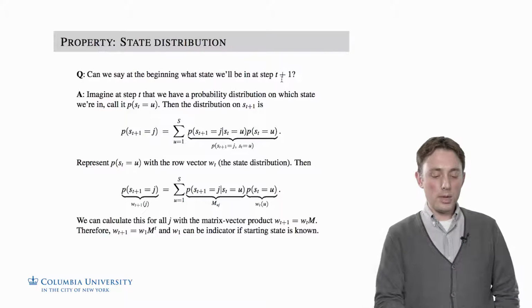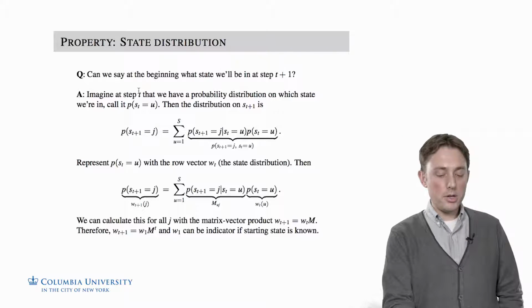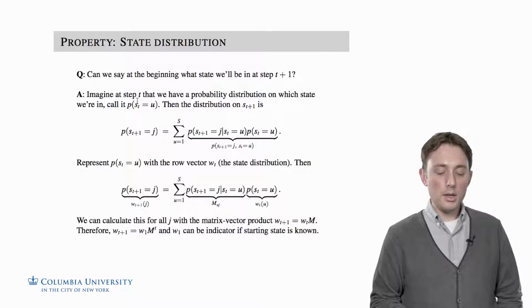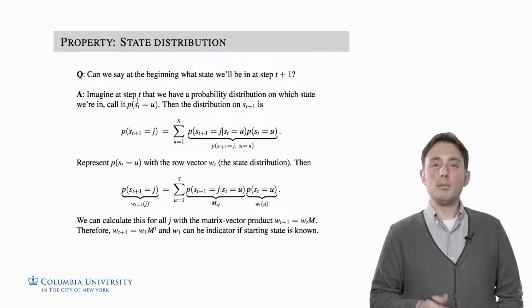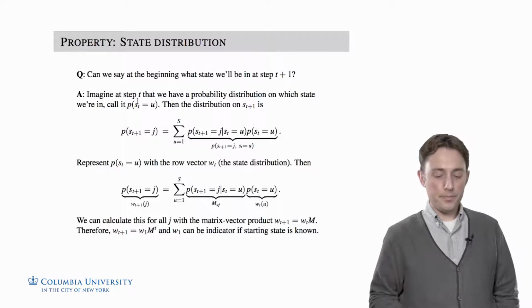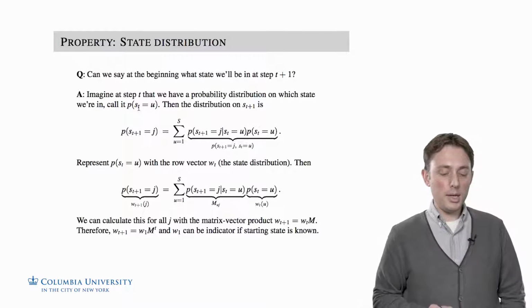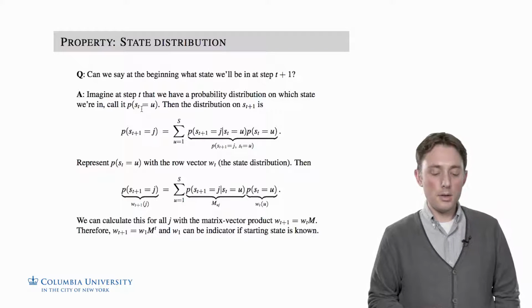So we can do this. We can use basic probability calculations to find what this is. Let's imagine that first we're at step t, and we have a probability distribution. We already were able to somehow figure out, standing at time 1, what the probability distribution is of where I'm going to be at time t. Let's call that p, the probability of being in state u at time t. We're going to pretend we know what this is.